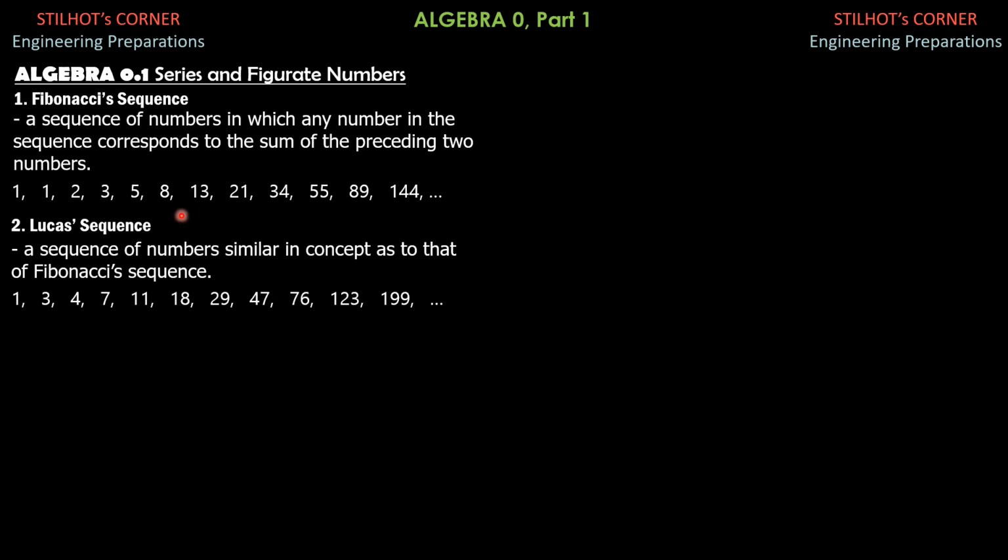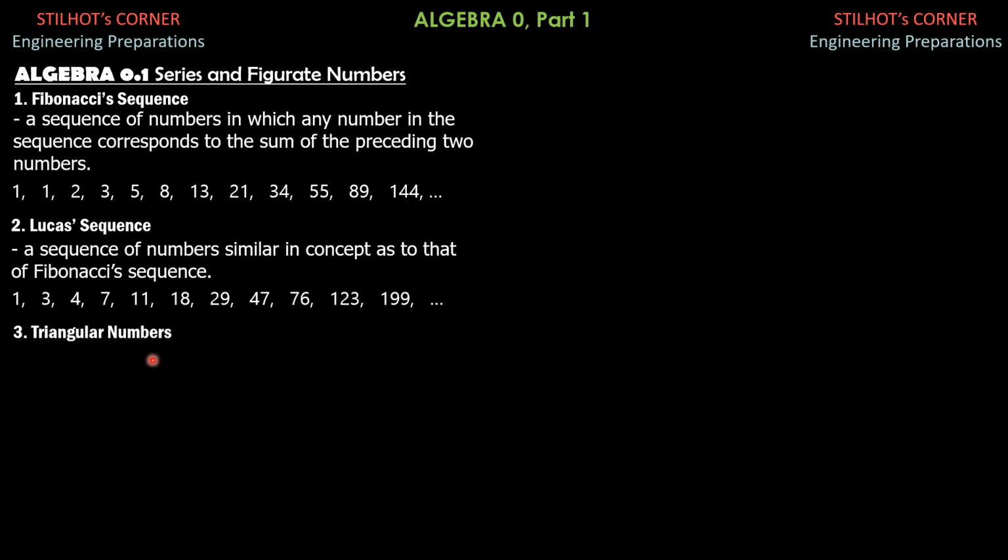But I want you to be familiar with the key for the Fibonacci sequence, the first two numbers 1, 1, and for the Lucas sequence 1, 3. The rest you should be able to write, all the succeeding terms or numbers in the Fibonacci sequence and in the Lucas sequence. Next is the triangular number.